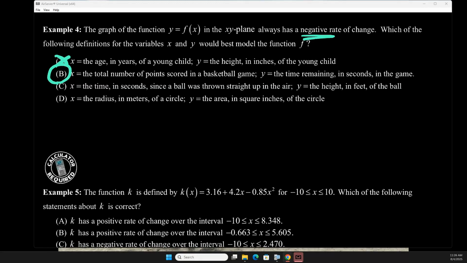that is the answer to this one. And then the other two. The next one, the ball's thrown straight up in the air, the height in feet, sometimes that is increasing, a positive rate of change because it's going up, and then it changes to negative, so that would not be the answer. And then the radius of the circle, as it increases, the area also increases.